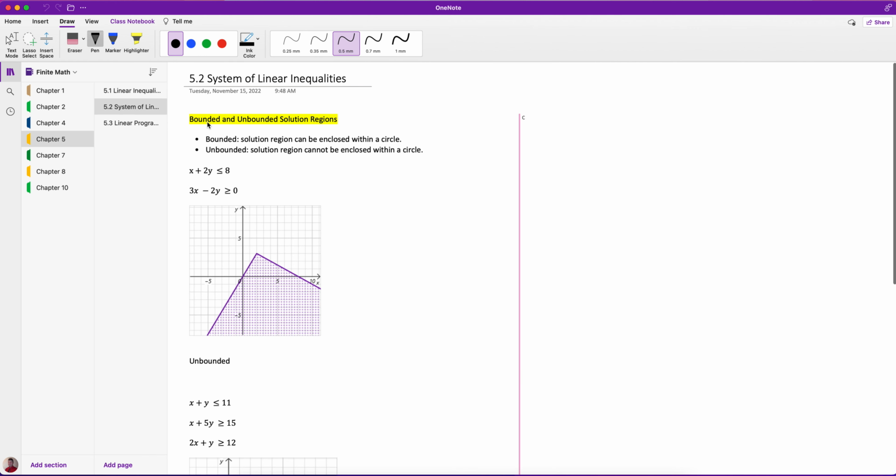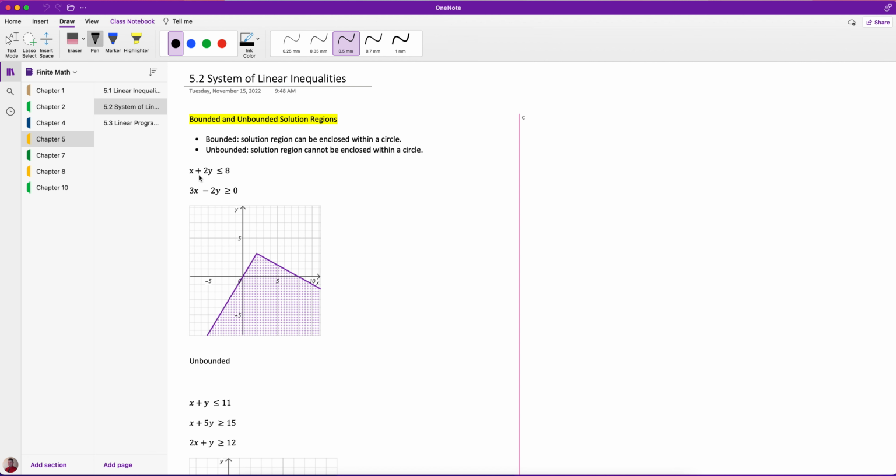And then when we go into solving systems of linear inequalities, we're basically doing like we did before when we solved systems of equations, but now instead of them being equal, I have inequalities. And some definitions from this section. Bounded means the solution can be enclosed within a circle, and unbounded means it cannot. So I'm going to show you an example of each.